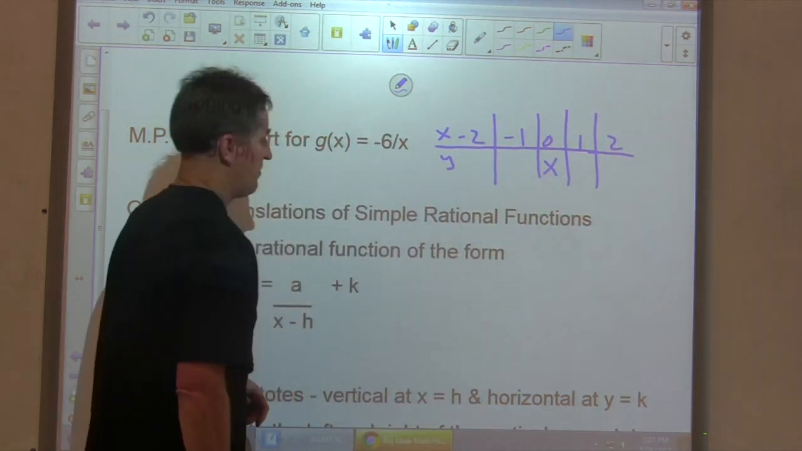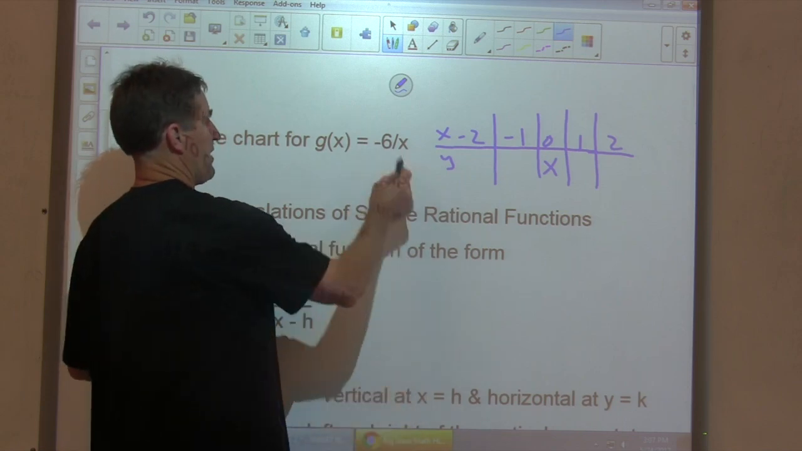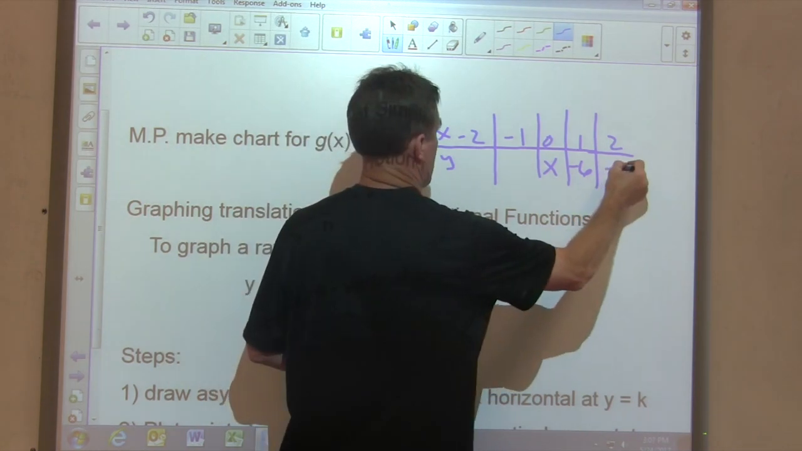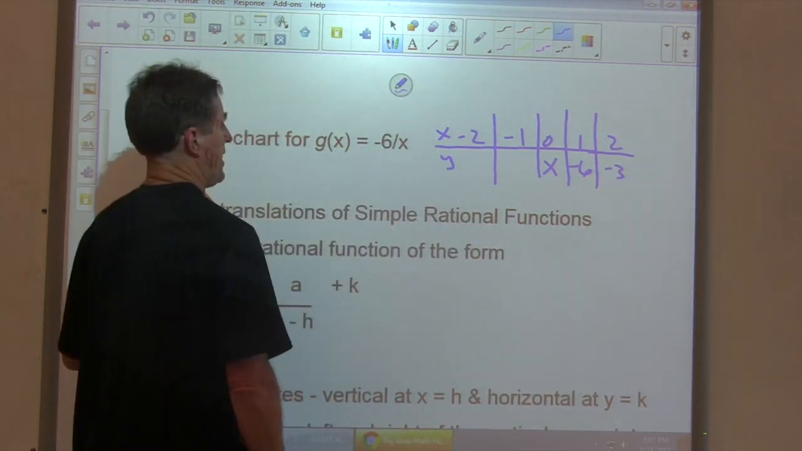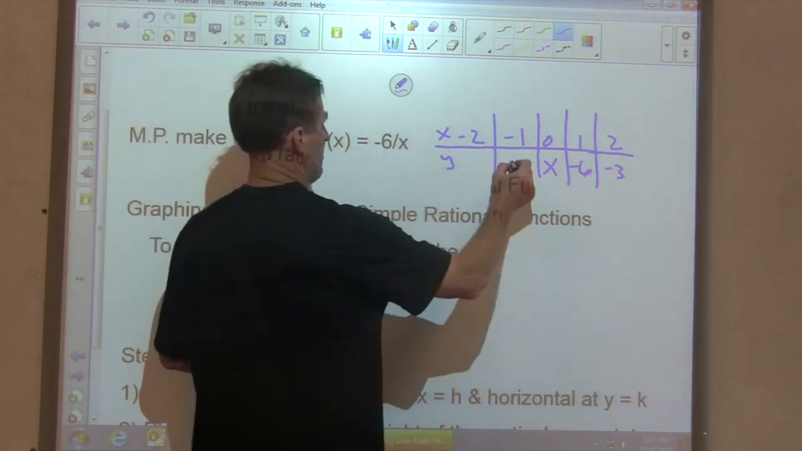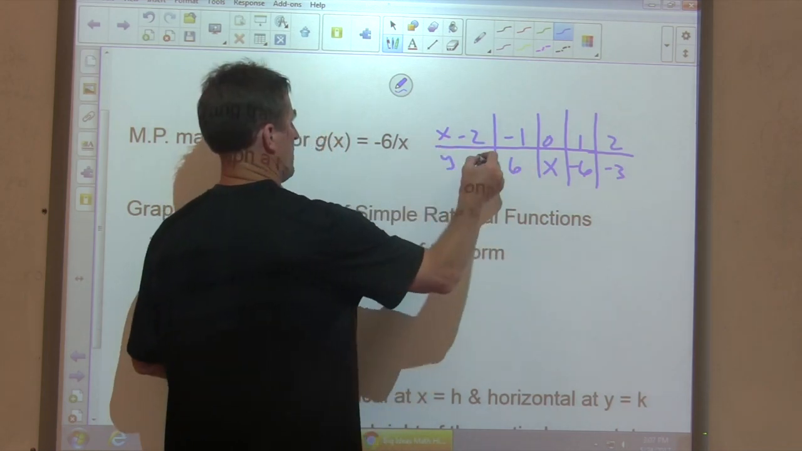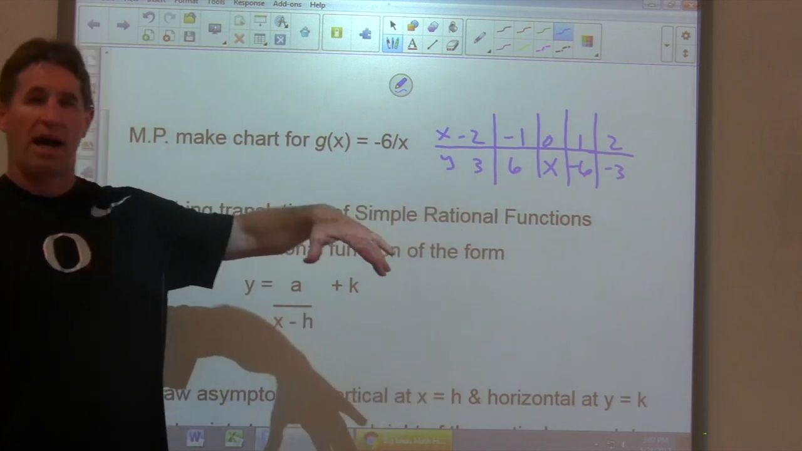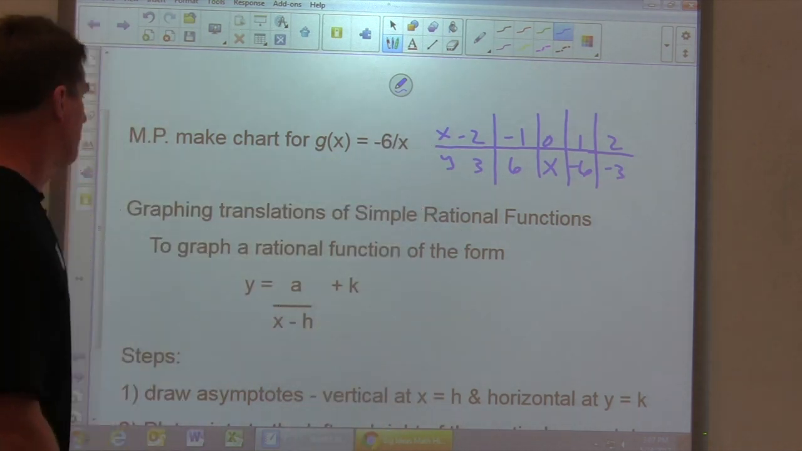1 and negative 2. So if you plug it in, negative 6 divided by 1 is negative 6. Negative 6 divided by 2 is negative 3. And if I plug in negative 1, that would be 6. And negative 2 would be a positive 3. And so that would give you the information you would then plot and graph on the assignment. Right now, you just need to make the chart.